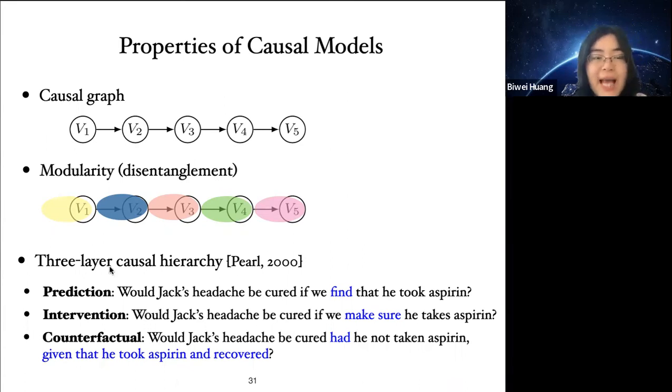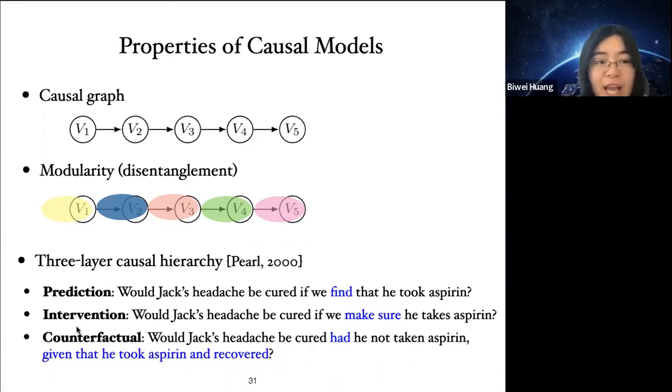The third property is that, given the causal model, we can not only do prediction using association, but also predict the effects of interventions and do counterfactual reasoning, which has been called the three-layer causal hierarchy. Specifically, prediction invokes purely statistical relationships about seeing what is. For example, would Jack's headache be killed if we find that he took aspirin?